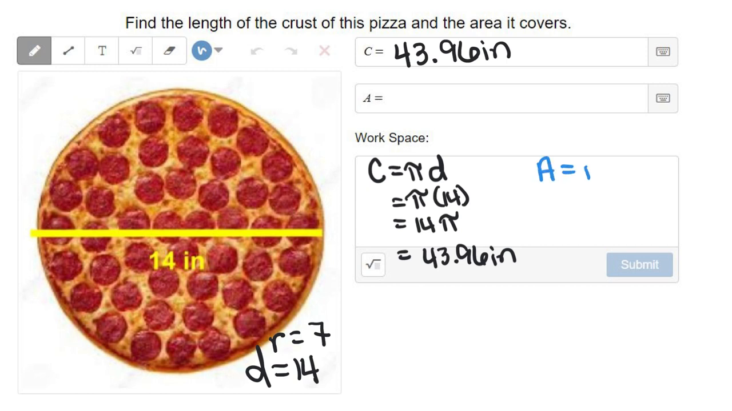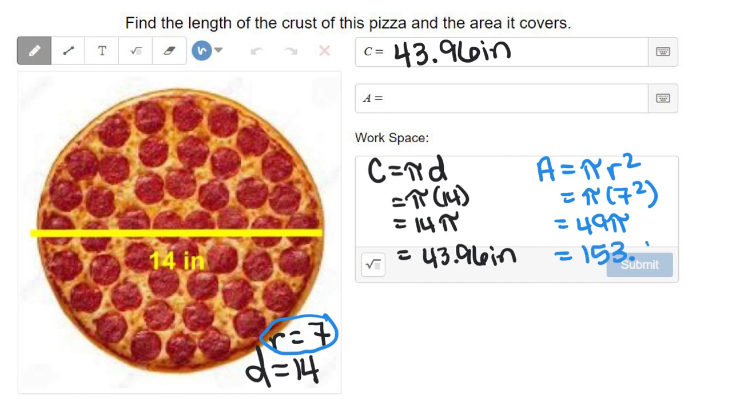And for area, we have pi times radius squared. Remember, our radius is 7. It's half of our diameter. So pi times 7 squared, 49 pi. If I do 49 times 3.14, I get 153.86 inches squared. 153.86 inches squared would be our area for this entire pizza.